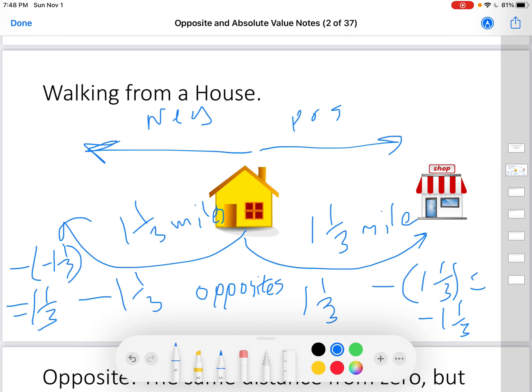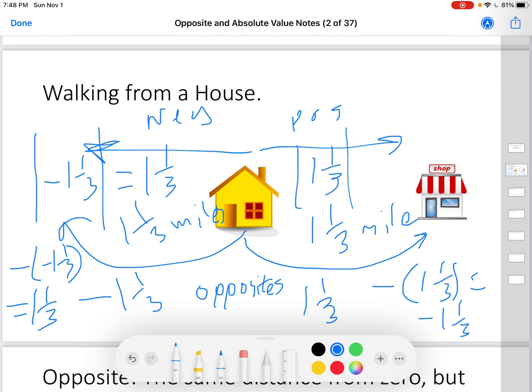What about absolute values? Absolute values only care about how far you go. So if I went in this direction, I would go negative 1 1/3 miles. But if I only care about how much I go, I do absolute value, and that means I go 1 1/3 miles. How about on this side? If I go in the right direction, that's positive 1 1/3 miles, and the absolute value of that only cares about how far I go. How far do I go? I go 1 1/3 miles.